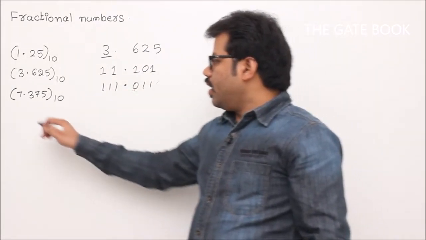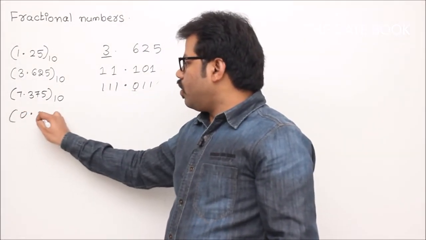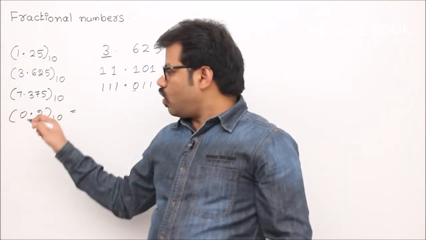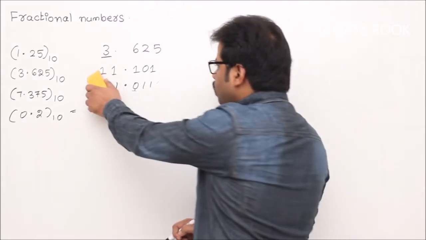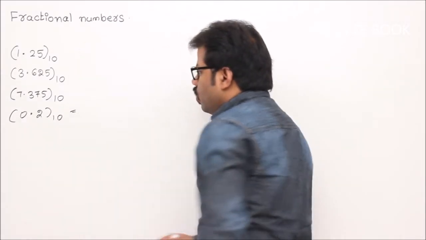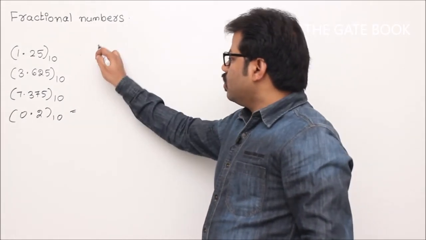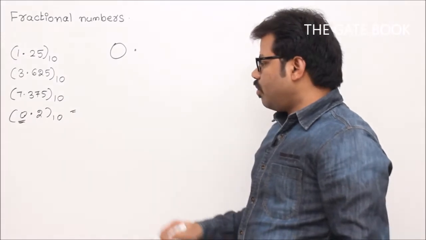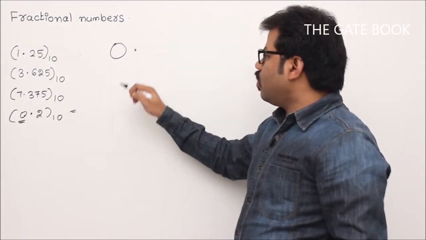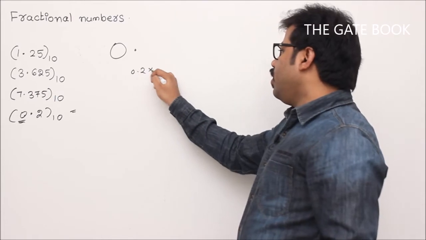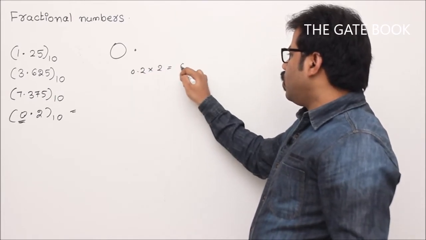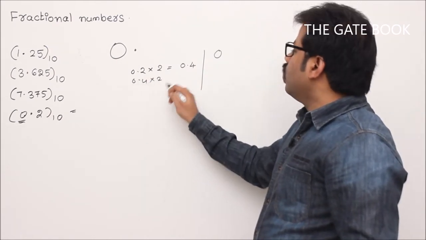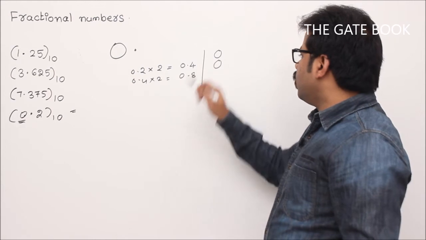I will show that. Example, let's say you have 0.2 base 10. Whatever way you try, whatever positions you take, you can't represent it. Try to convert this into binary. Because the integer part is 0, in binary also 0. The remaining part is 0.2, correct? Take 0.2 into 2, 0.4. Then the remainder is 0. Then 0.4 into 2, 0.8, remainder 0.